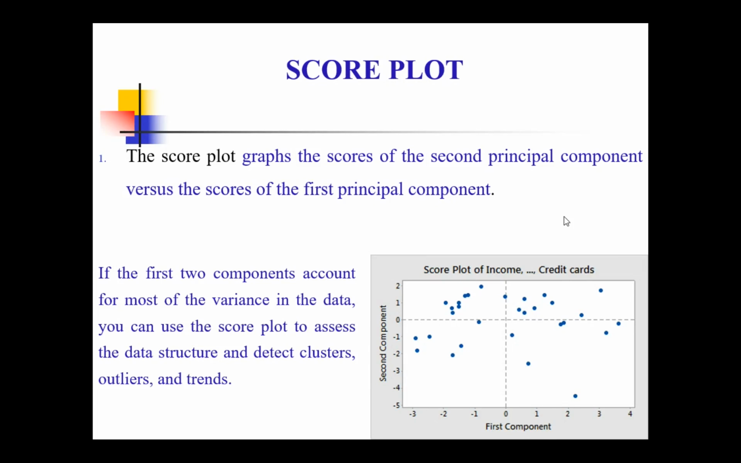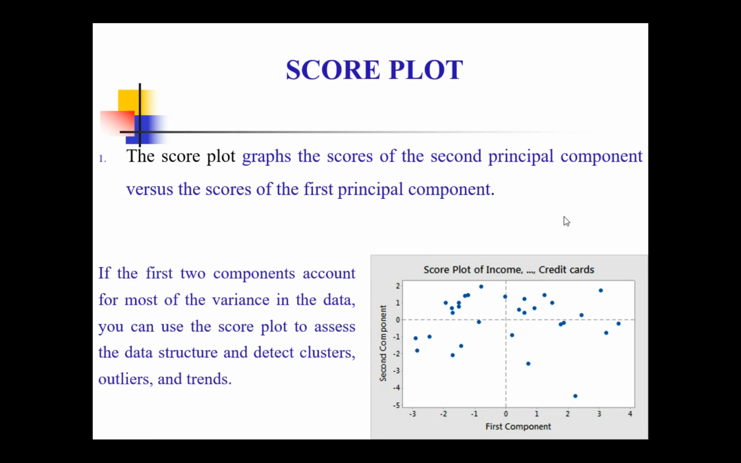So why do we have to draw it only between these two? This score plot can be drawn only between the first component and the second component of principal component analysis, that is, the first principal component and second principal component. Why can't we take the third principal component? Why can't we draw it between principal component 1 and principal component 3, or between principal component 2 and principal component 3? Why can't we?